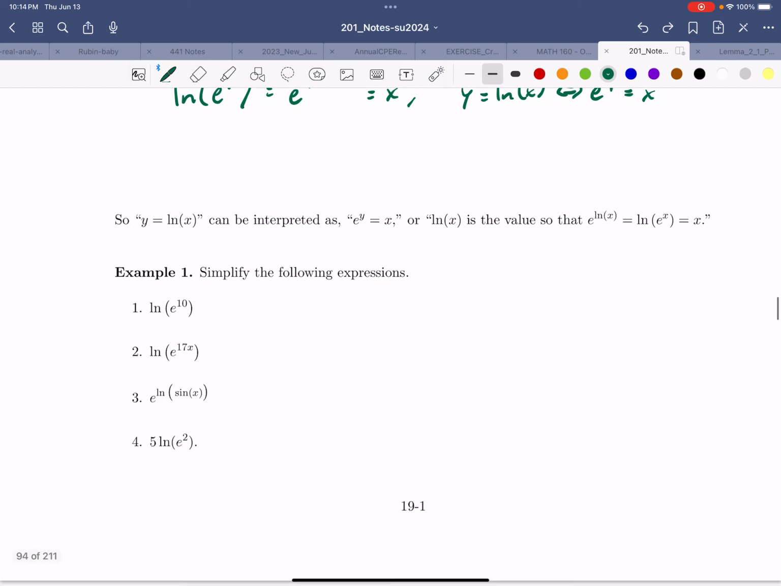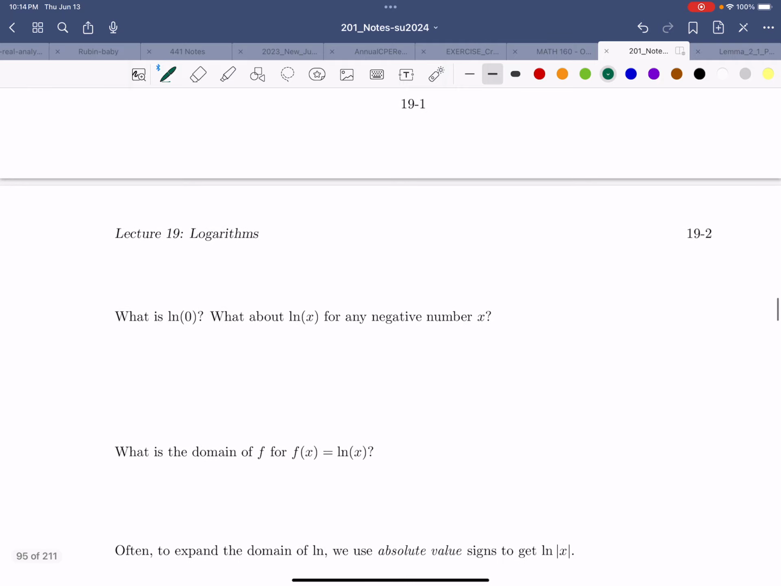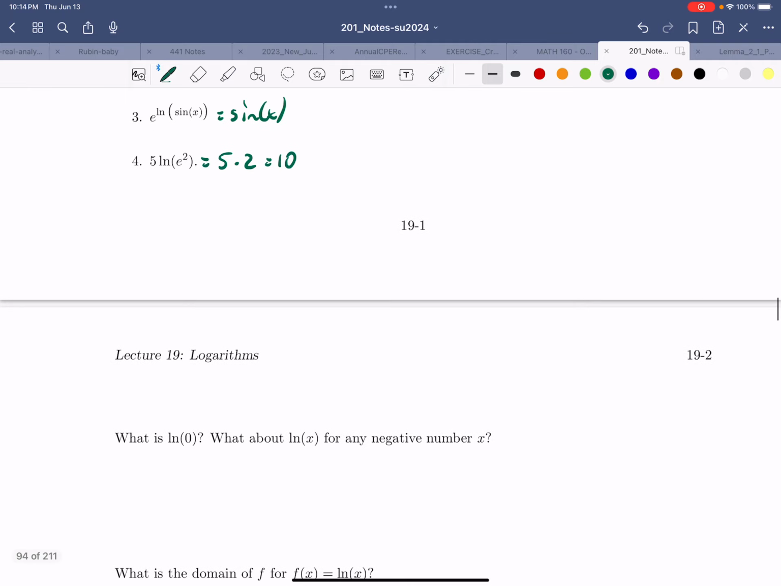So a couple of examples. ln of e to the 10th, well, that's just going to equal 10. These guys cancel. ln of e to the 17x is going to be 17x. e to the ln of sine of x is sine of x. And 5 ln of e squared, well, that's the same as 5 times 2, which is 10. Okay, just a couple of quick examples. Let me add a couple more. What's ln of e? ln of e equals 1.